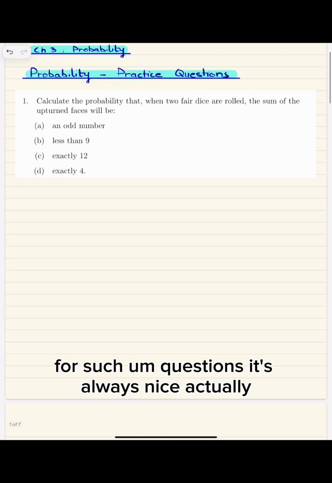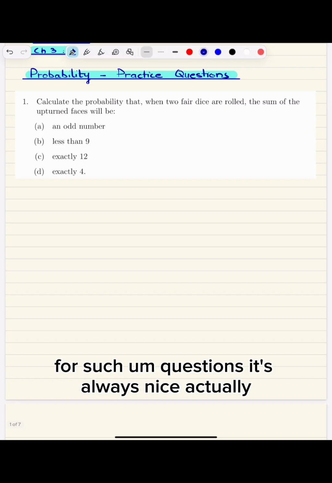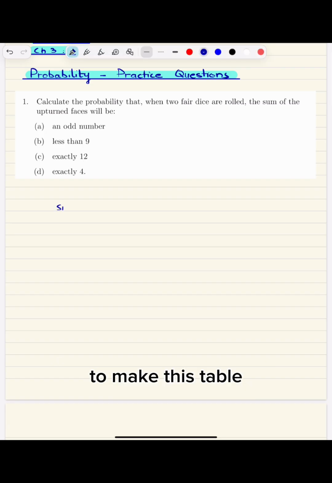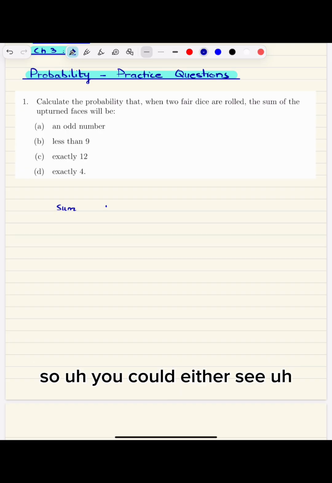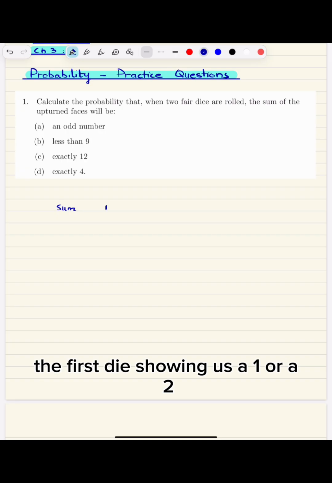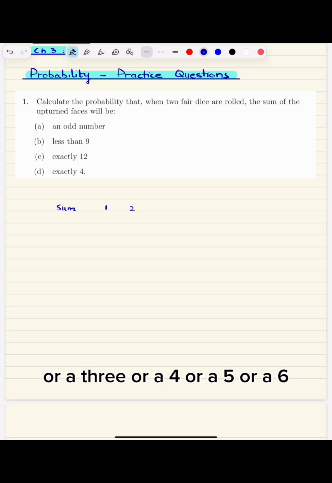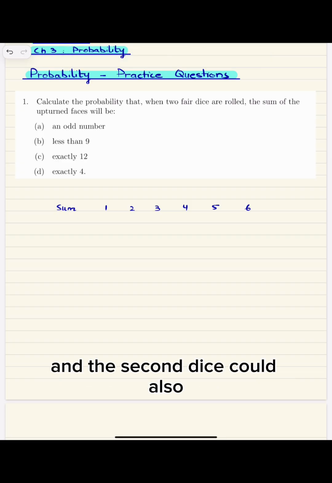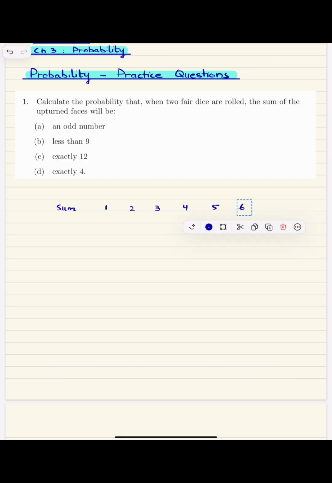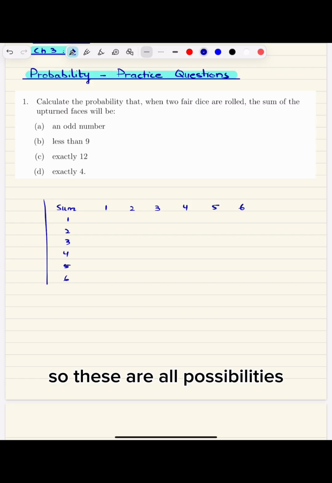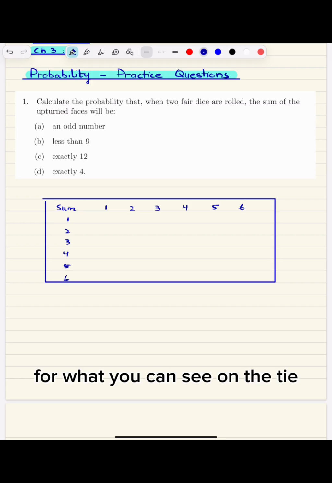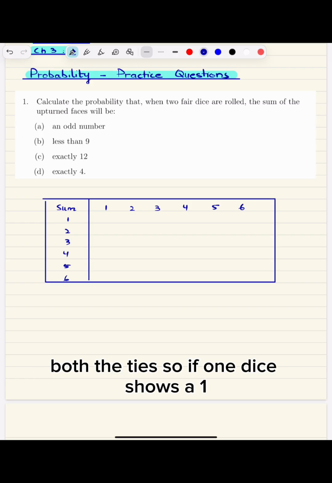Okay, for such questions, it's always nice to make this table where we consider all possible scenarios. So you could either see the first die showing a 1 or a 2 or a 3 or a 4 or a 5 or a 6, and the second die could also get a 1 or a 2 or a 3 or a 4 or a 5 or a 6. So these are all possibilities for what you can see on both the dice.